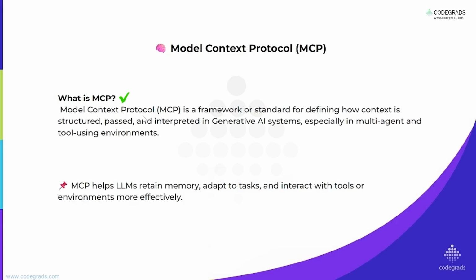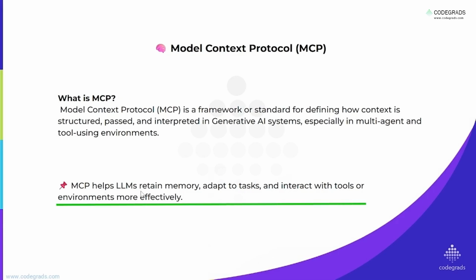Now, it is the Model Context Protocol, that is the MCP, which is a framework or a standard for defining how context is structured, parsed, and interpreted in GenAI systems, especially in multi-agent and tool-using environments. We can also define it as a standardized way to manage context for AI models like ChatGPT or Claude. It defines how to structure, pass, and update information between an AI model and the outside world, like tools, memory, or multi-turn agents. Now, you can also think of MCP as a shared language between the LLMs and external tools to handle input, tools, memory, and output effectively.